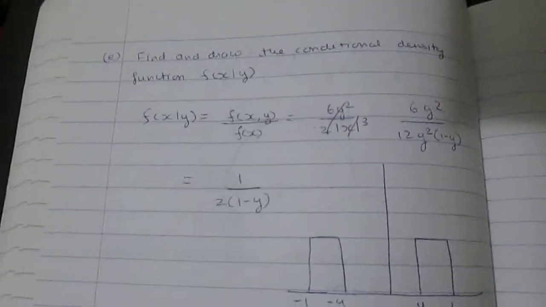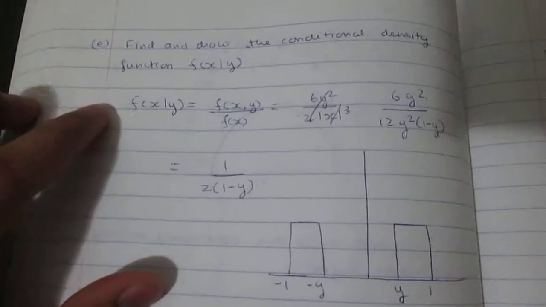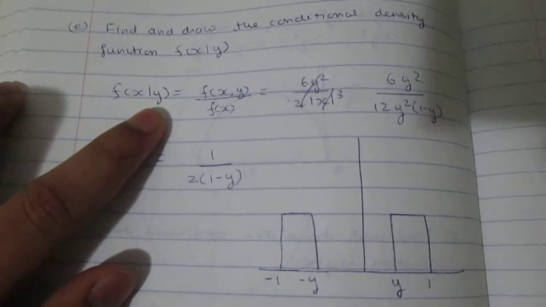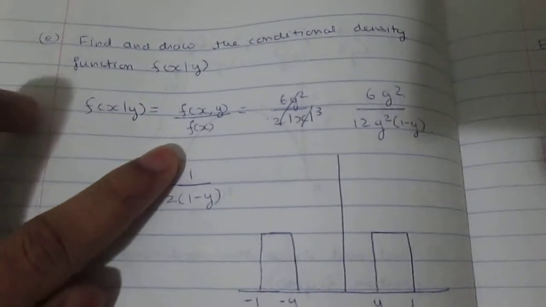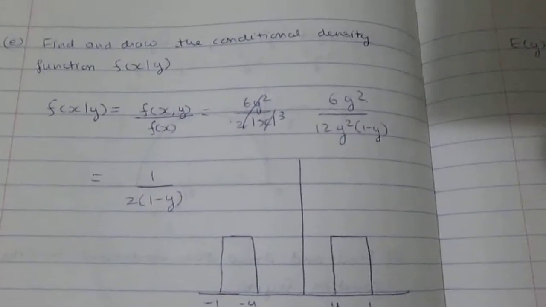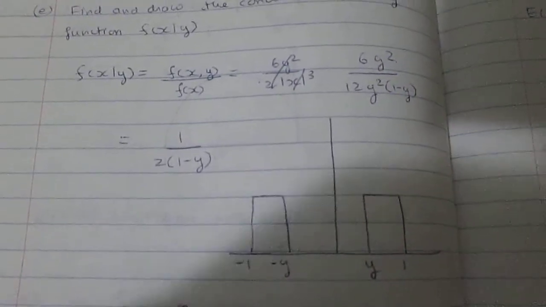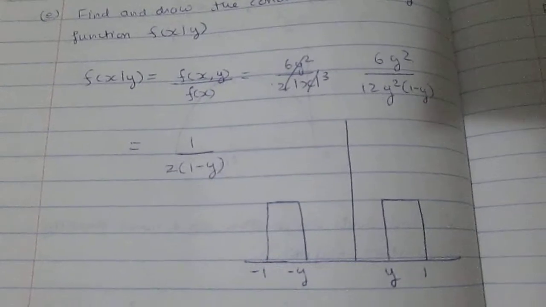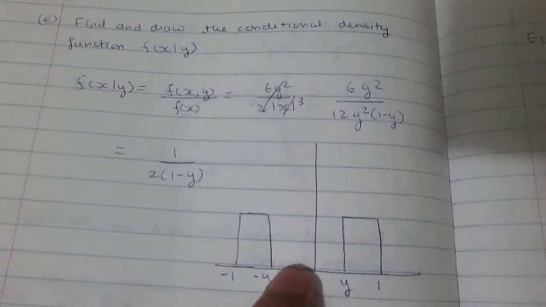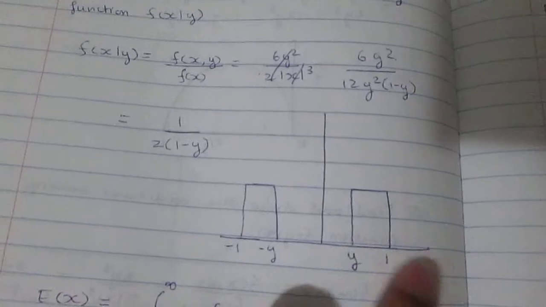Next question is we have to find and draw the conditional density function of f(x given y). So we apply the similar logic. f(x given y) is nothing but f(x, y) by f(y). So 6y square by 12y square into (1 - y). So we cancel 6y square from the numerator and denominator. We get 1 by 2(1 - y). So if we draw it with the y-axis as f(x given y) and the x-axis as y, we get something like this.